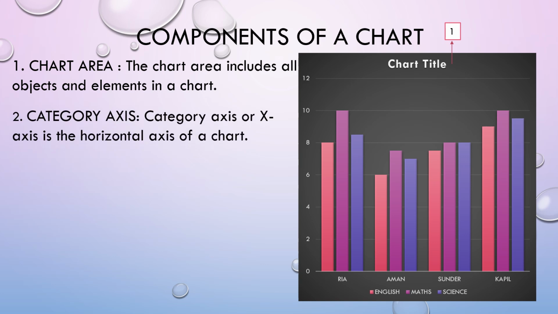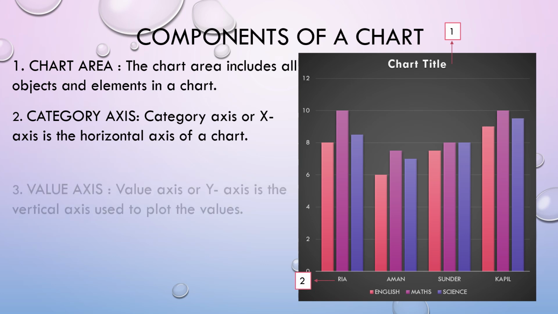Next is category axis. Category axis is also known as the x-axis. It is the horizontal axis of the chart. When you see the names written here as Riya, Aman, Sundar, Kapil, all these indicate your category axis.